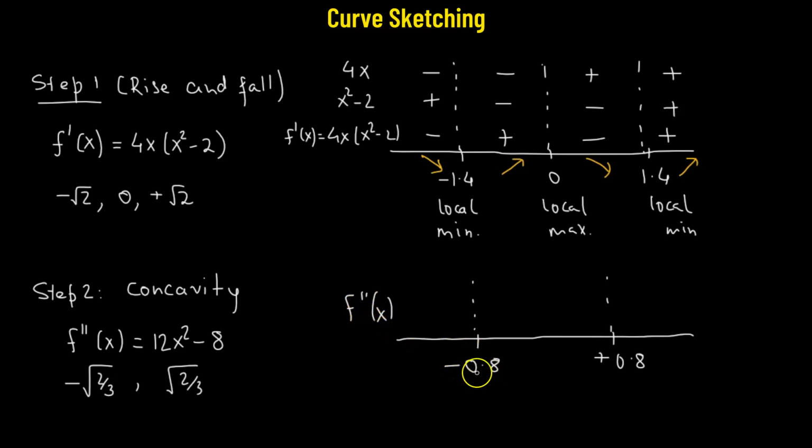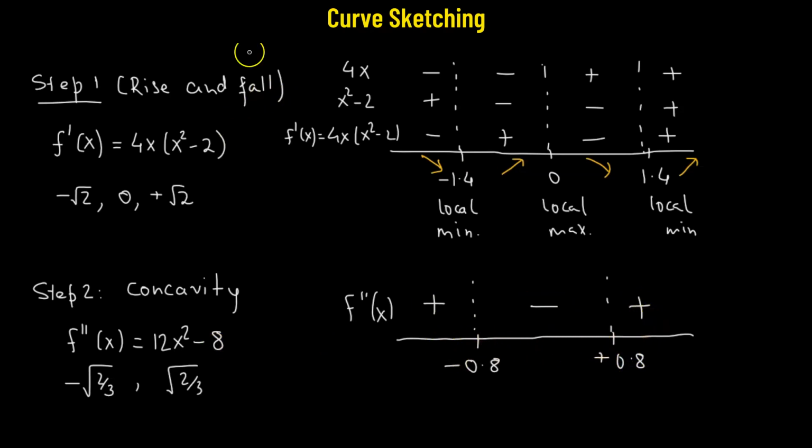For values less than negative 0.8, we can take negative 1. If we substitute negative 1 in place of x, this will be 12 minus 8, which will give us a positive value. For numbers lying between negative 0.8 and positive 0.8, let's take 0, then 12 times 0 minus 8 is going to give us a negative number, negative 8. And for values greater than 0.8, we will get positive.